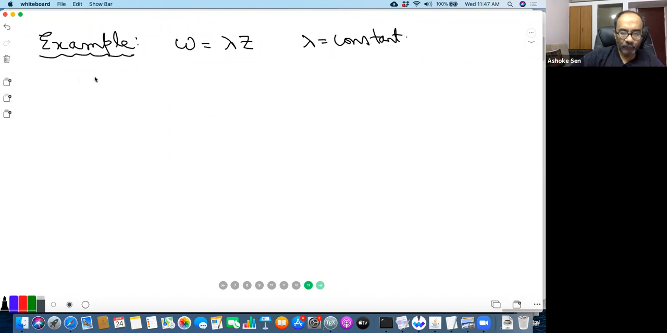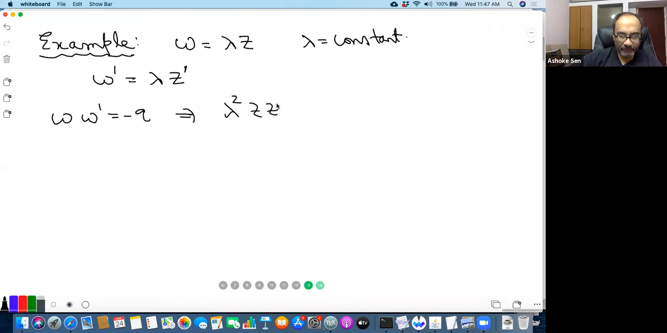Once you have chosen this, of course, you have to choose the same vertex on both sides. You have no choice because it's the same string field theory after all. You cannot use different vertices for one particular calculation. You fix all your vertices once and for all, and then you start doing a calculation. So W prime equal to lambda Z prime. So W prime equal to minus Q translates to lambda square Z prime equal to minus Q. So we see that Z prime and Z are not independent coordinates. They are related by a functional relationship.